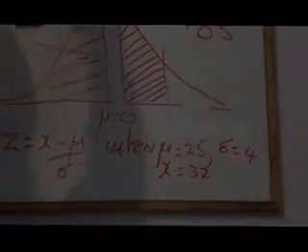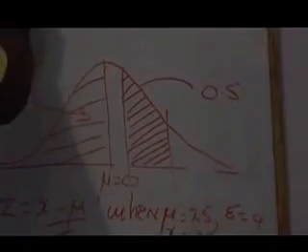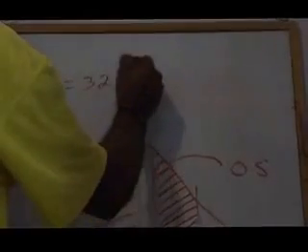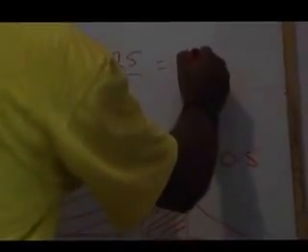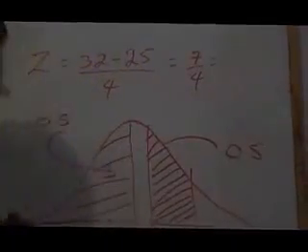Now let us have a look at the calculation. Z equals 32 minus 25 over sigma, which is 4. And this is nothing but 7 over 4, which is equal to 1.75.